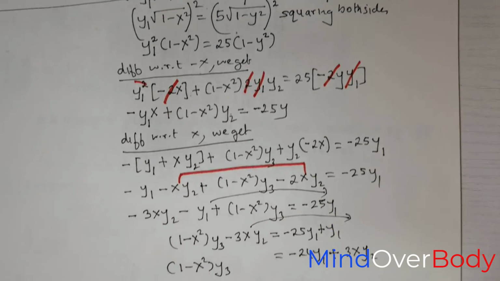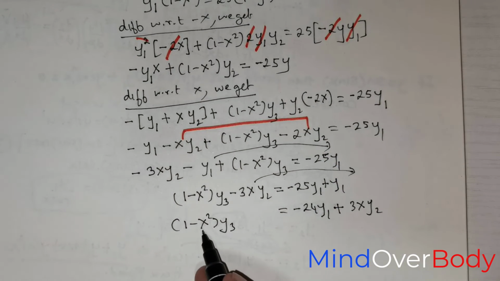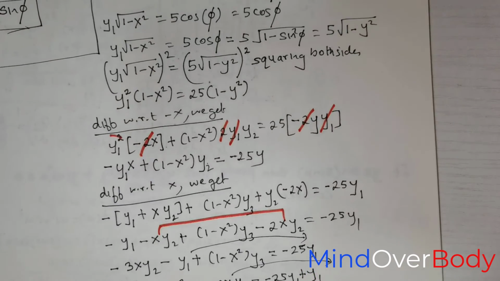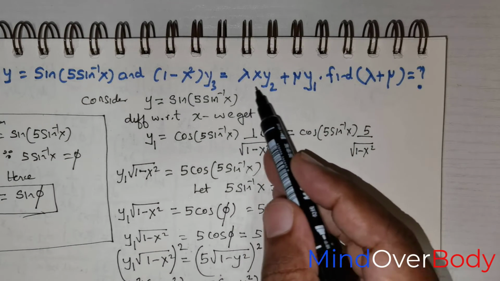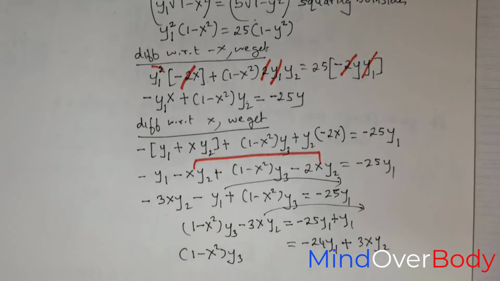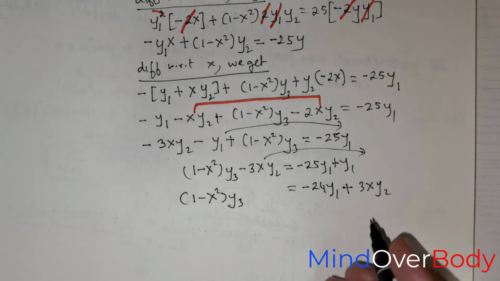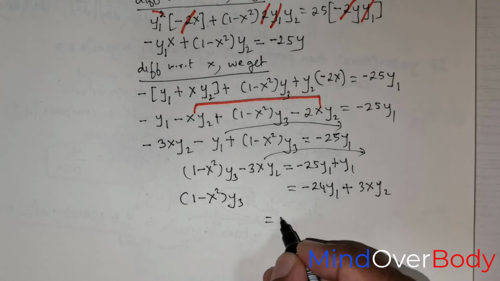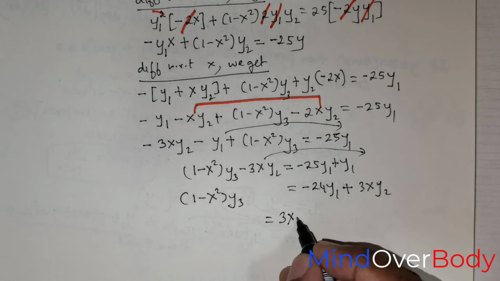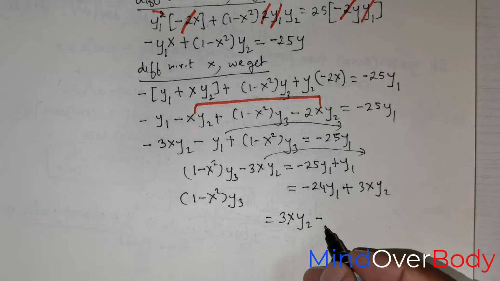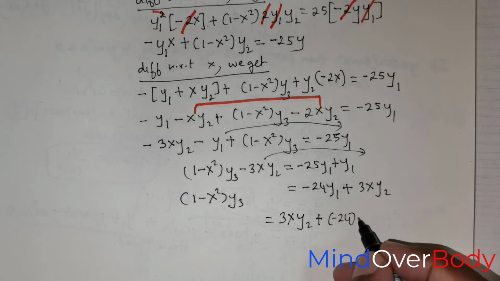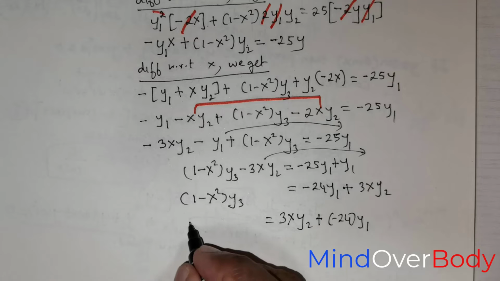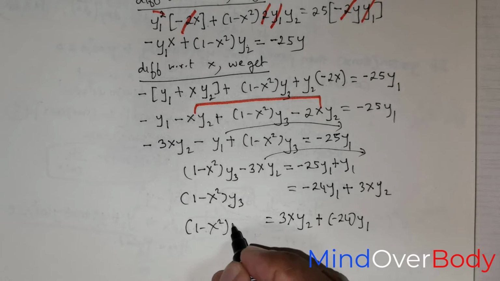So you see here, on the left hand side, 1 negative x squared times y3. So that has to be followed with lambda times x into y2. So we got x into y2 here. So I'm going to rewrite it like this: 3 times x into y2, followed by positive of negative 24 times y1, and this is 1 negative x squared times y3.